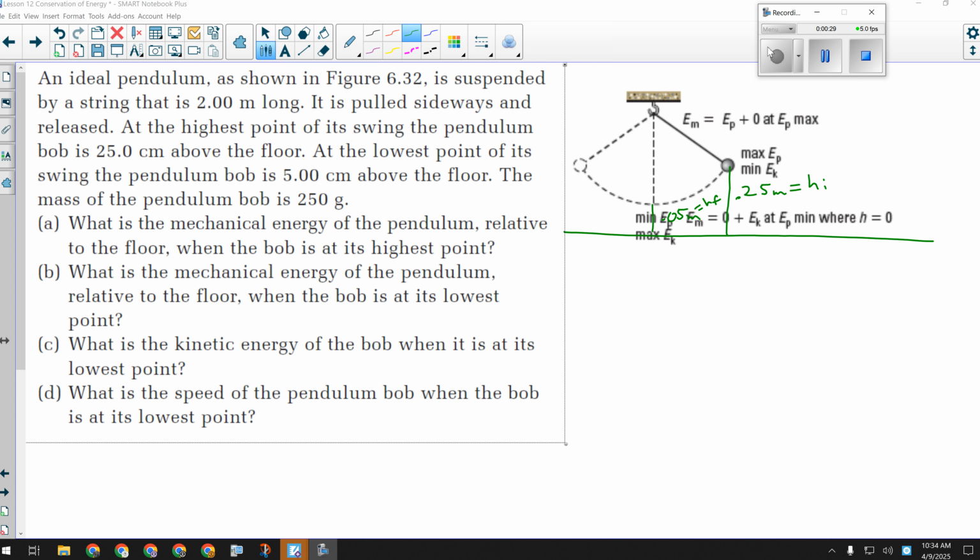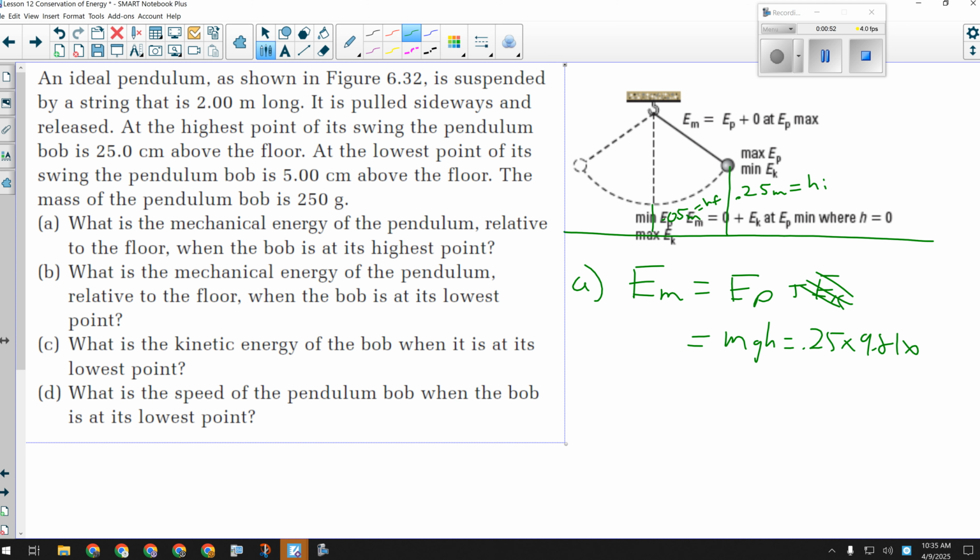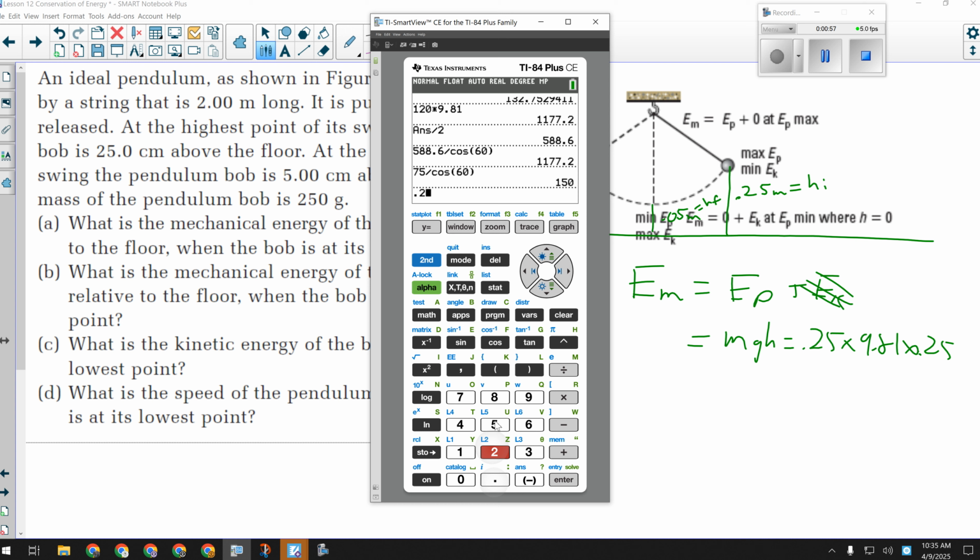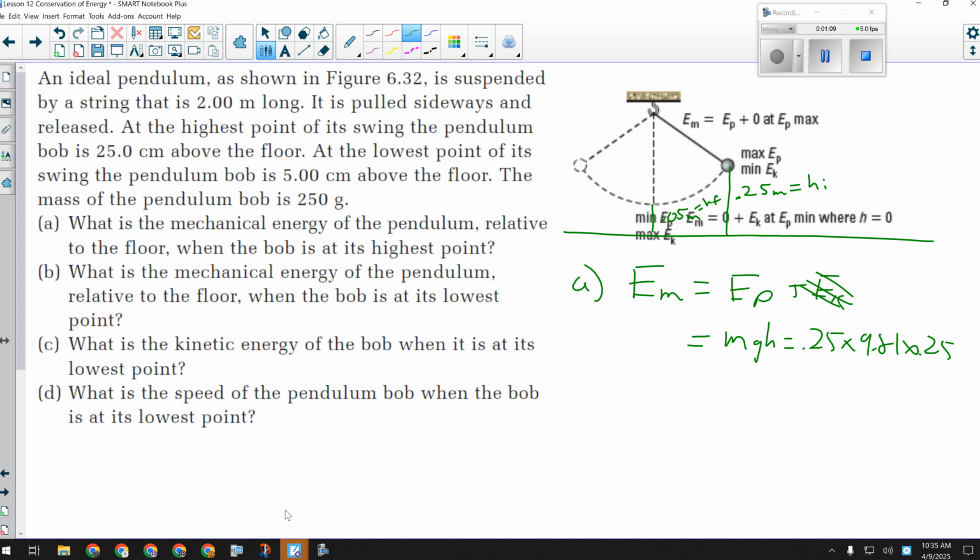So let's calculate that. Let's do part A together here. On part A, we know that mechanical energy equals the sum of an object's potential plus its kinetic. Well, we know at the highest point it's not moving. All of its energy is potential at that point. So the mechanical energy is going to be mass times gravity times height, which will be 0.25 kilograms times 9.81 times 0.25 meters. So if we punch all that into our calculator, 0.25 times 9.81 times 0.25. Okay, so there's our mechanical energy at the highest point, 0.613 joules.